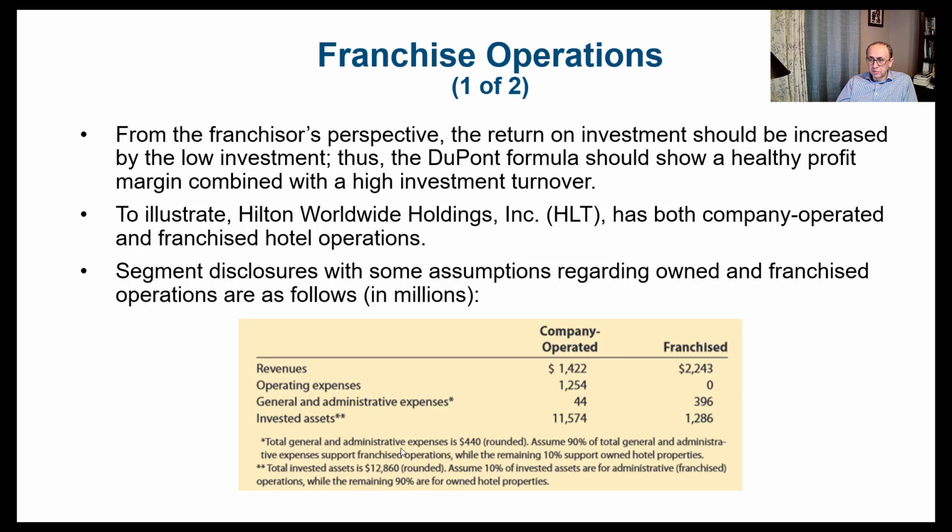So total general and administrative expenses is 440. I'm assuming this is $1 million. Assume that 90% of these expenses support franchised operations.